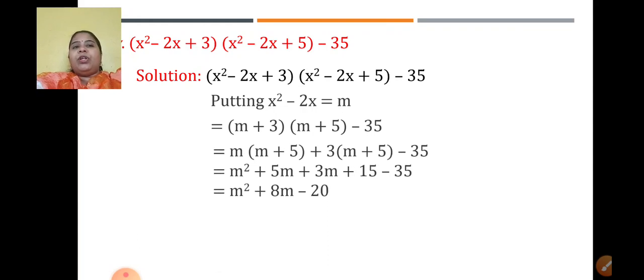Then I have told you that I am going to open the bracket. Open the bracket means what? m will be as it is, m plus 5. Plus 3 you have to write m plus 5 minus 35. m into m is m square, m into 5 is 5m. 3 into m is 3m, 3 into 5 is 15 minus 35. So you get m square, and when I add this, I get 8m minus 20.